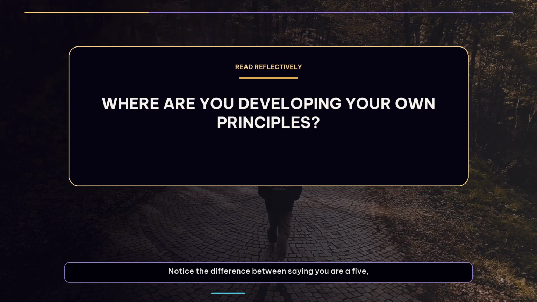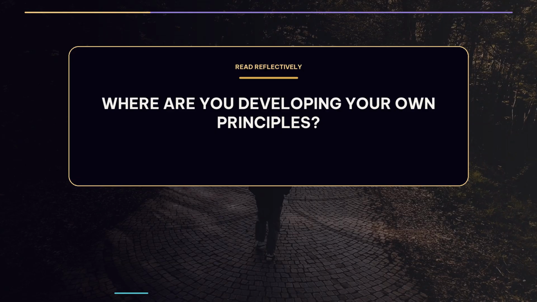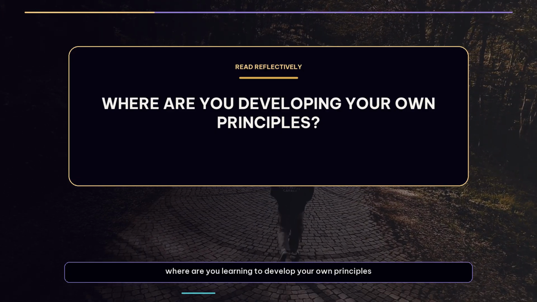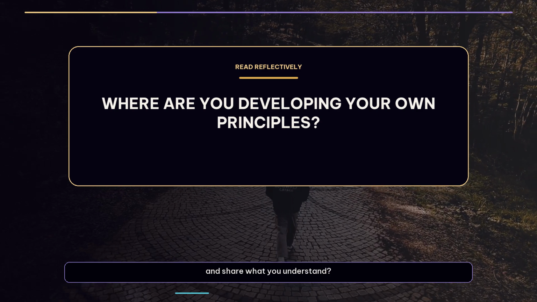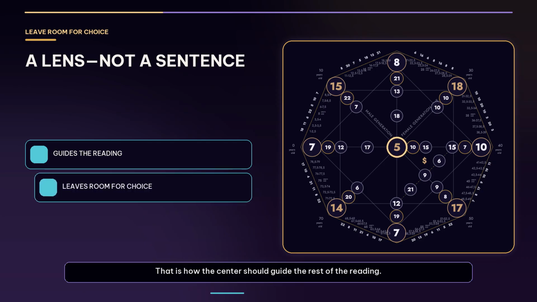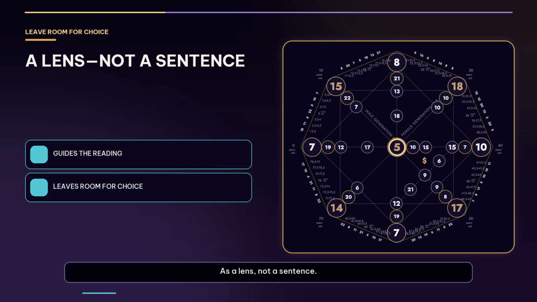Notice the difference between saying, "You are a 5, so you must become a teacher," and asking, "Where are you learning to develop your own principles and share what you understand?" The second question leaves room for choice. That is how the center should guide the rest of the reading, as a lens, not a sentence.